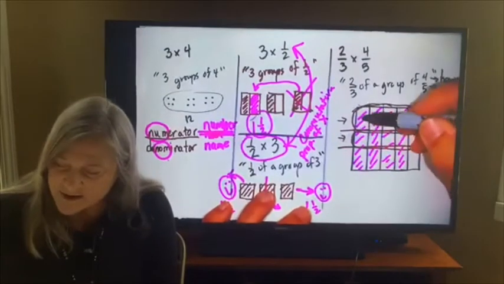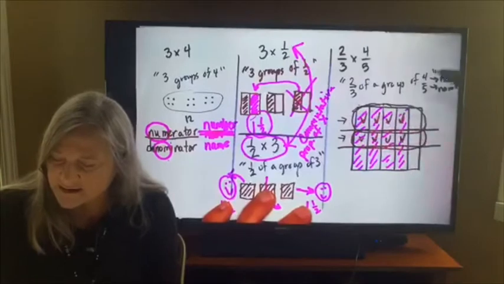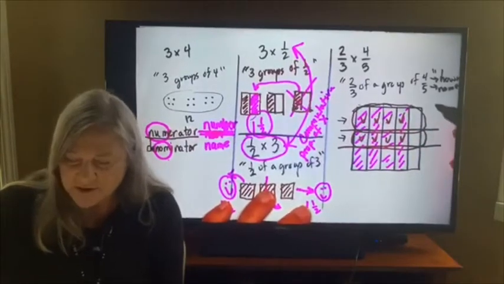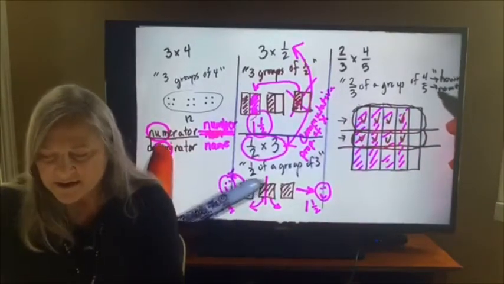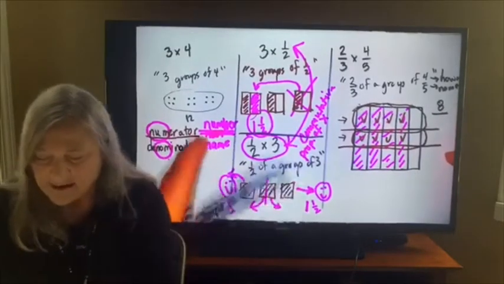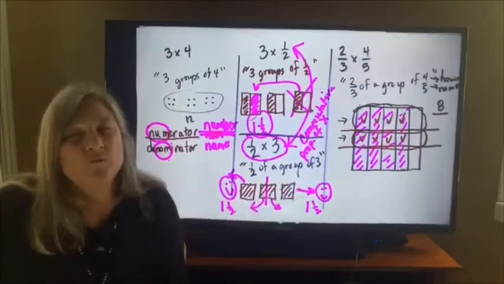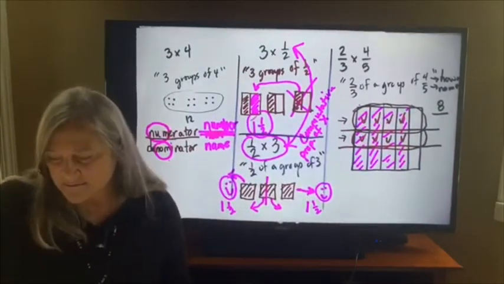So we have how many? 1, 2, 3, 4, 5, 6, 7, 8. So I answered again that question. Remember, numerator is number, how many? So we have 8. And then remember, denominator is name. So that means 8 whats. What is it that we have here?